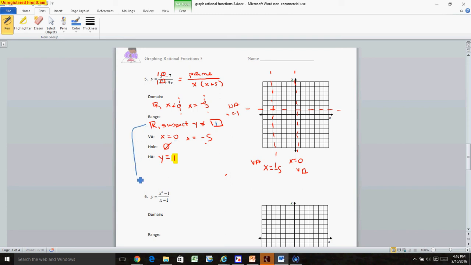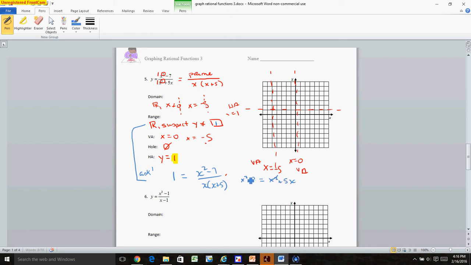So I will ask the function, will you ever equal 1? And of course, if any fraction is to equal 1, well then the numerator must equal the denominator. Right?